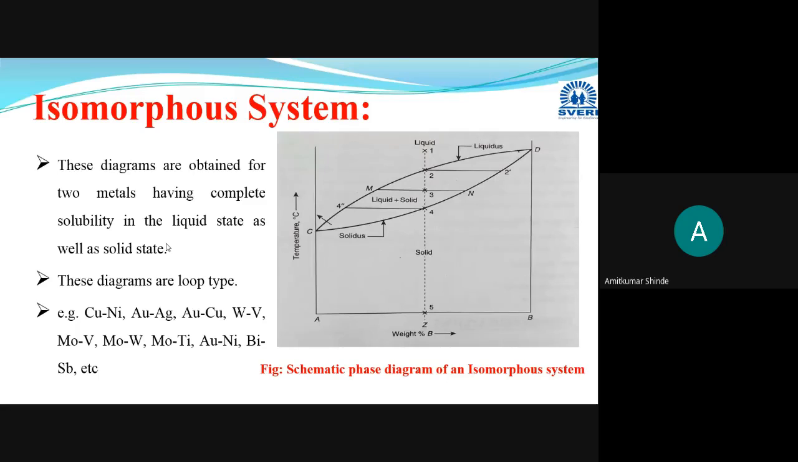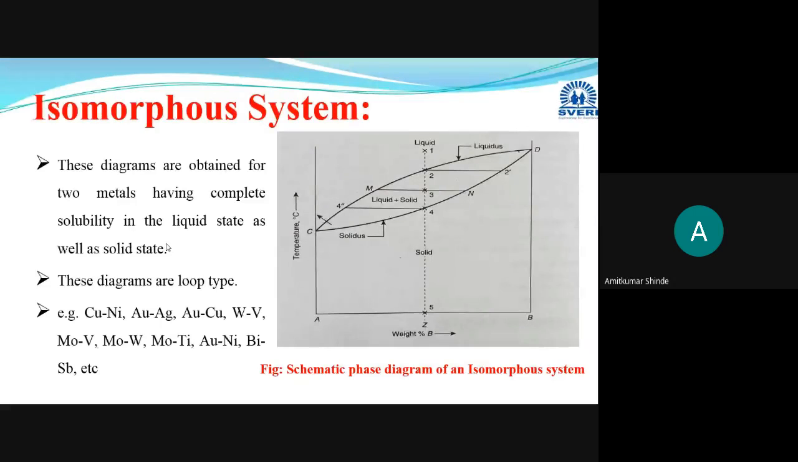Then other examples are tungsten and vanadium, that is W-V, then molybdenum and vanadium, molybdenum and tungsten, molybdenum and titanium, then gold and nickel, and Bi-Sb, where Bi means bismuth and Sb is antimony. So these are the different examples. One or two examples will be sufficient. You can remember the example copper and nickel because we are frequently using that example.